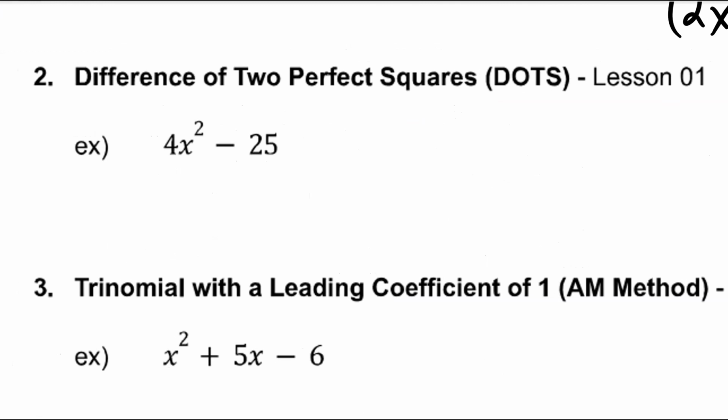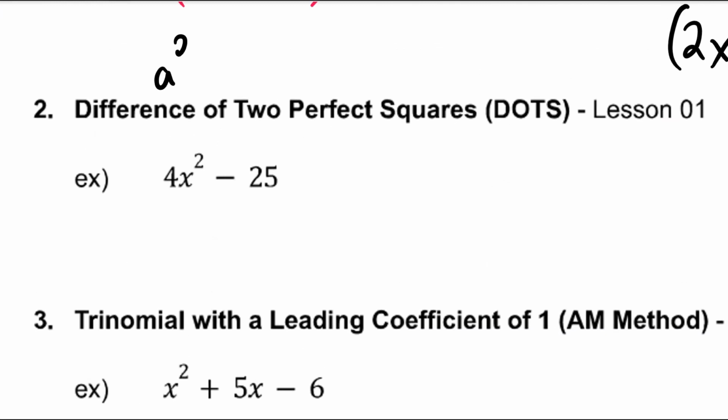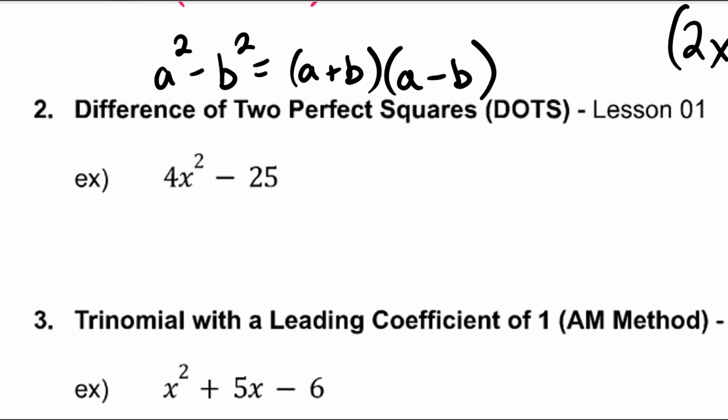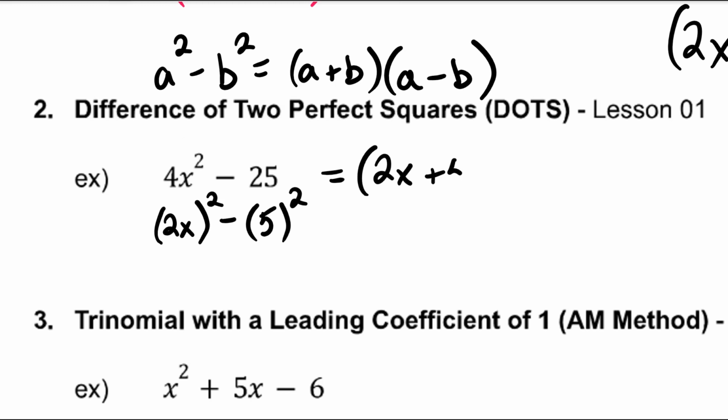Example 2, a difference of two squares. Remember that if you've got something squared minus something else squared, that factors into the first something plus the second something times the first something minus the second something. So in this instance, 2x would be what I have to square to get 4x squared, and 5 would be what I have to square to get 25. So 4x squared minus 25 would factor into 2x plus 5 times 2x minus 5.